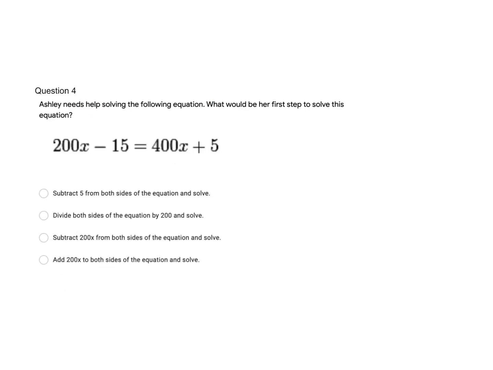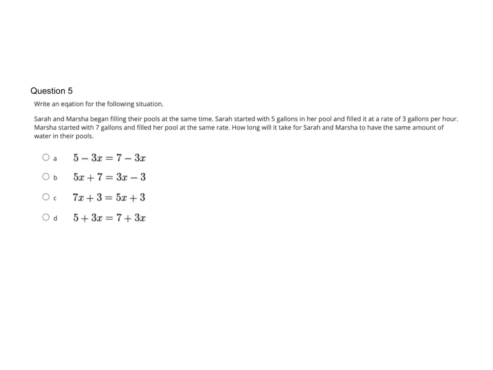Question 4 gives us an equation, and we're helping Ashley solve it by telling her what her first step would be. Our first step is going to be to get our variables on the same side, which would require us to either subtract 400 or subtract 200x from both sides. That means that from our answer choices, this would be the correct answer because it's the only one that gets us started by getting our variables on the same side of the equal sign.